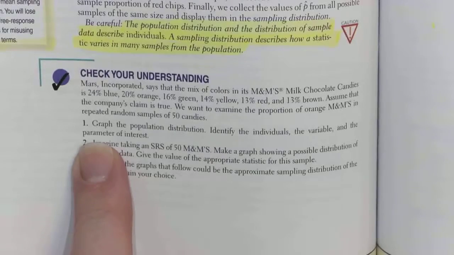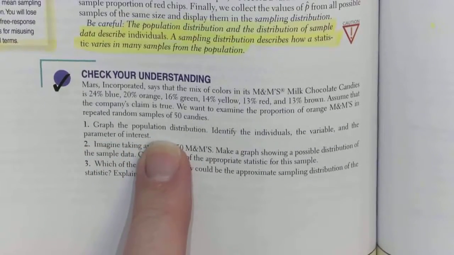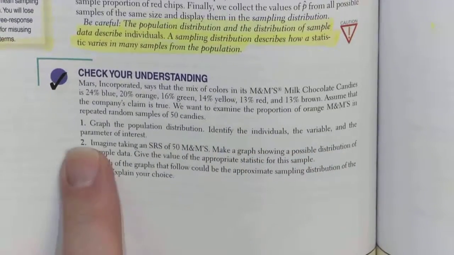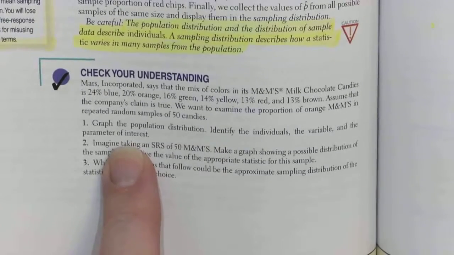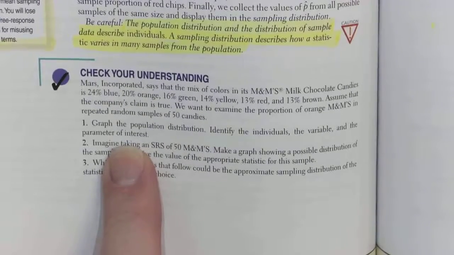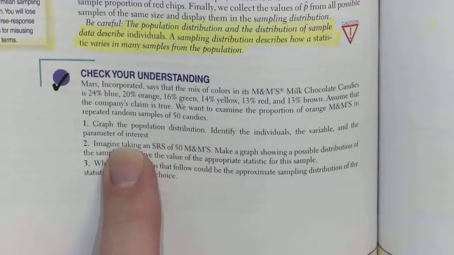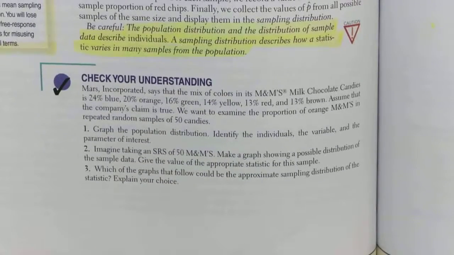Now let's talk about this. First, they're asking us to graph the population distribution. Identify the individuals, the variable, and the parameter of interest. So we'll look at the graph in just a minute. And when they ask you to make graphs, you need to make them neatly. It's not a freehand kind of deal. Use a ruler or a straight edge or whatever. Make it make sense to the reader.